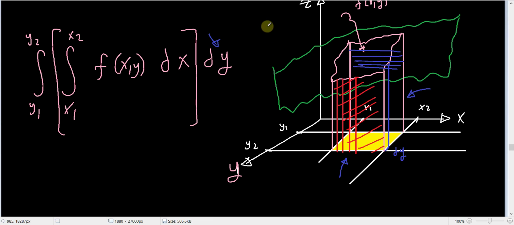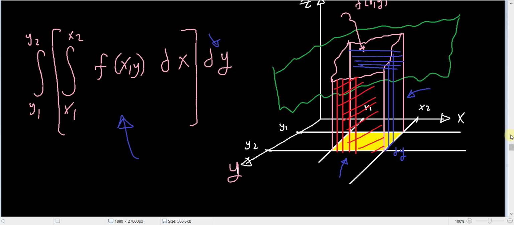And so if you add all those volumes, you are getting dy, another dy, and so on, and if you add all of those volumes, you get the complete volume under your function. So by the first integral, you get the areas at different values of y, and then by the second integral, you create small volumes and then add all of those small volumes together until you get the final volume.